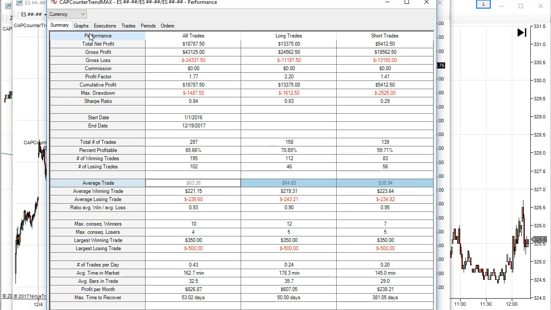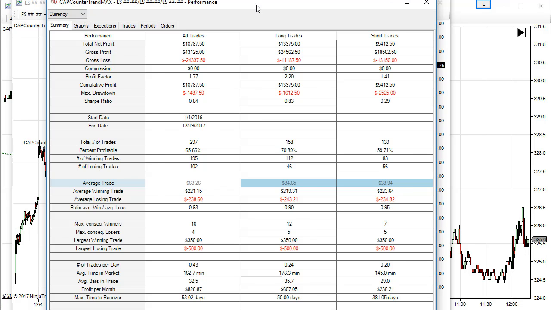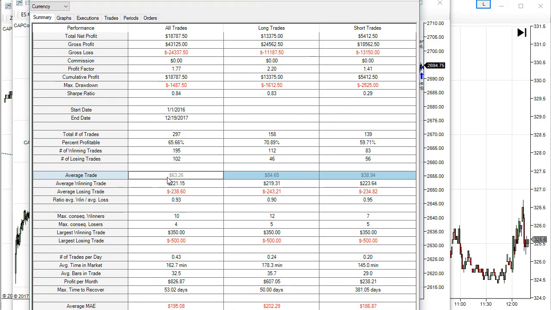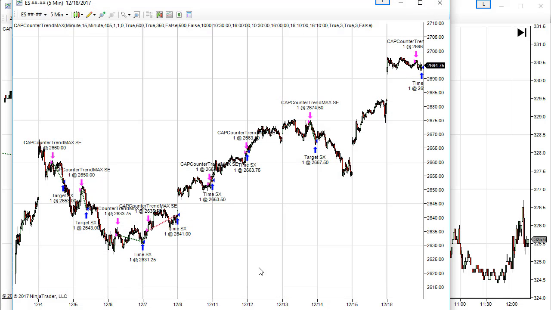$63 average trade profit. We like that. Here is the equity curve. Nice equity curve. It continues to rise. These results are without slippage and commission, and so you have to consider the fact we include the slippage and commission numbers in our portfolio analysis, but we don't have them right now in this analysis. We're just looking at the raw strategies. And so that's counter trend max E-mini S&P.